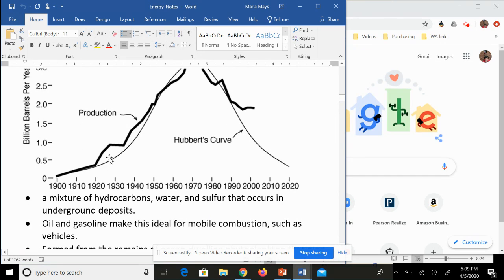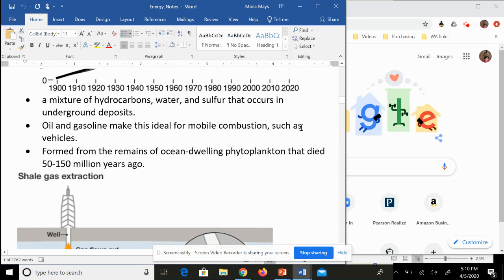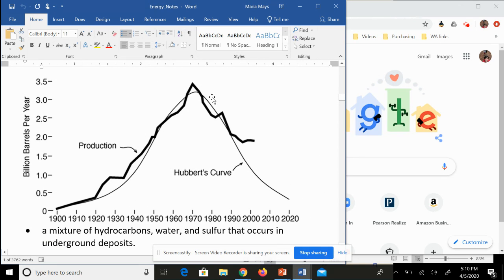Now, petroleum does seem to be following Hubbert's curve, this theory. However, some of this decrease in production may not be due to not being able to mine it, but it may be due to things in the economy, changes in prices, people moving more into renewable energy, stuff like that. But this is showing that it's harder to mine, more costly to mine.